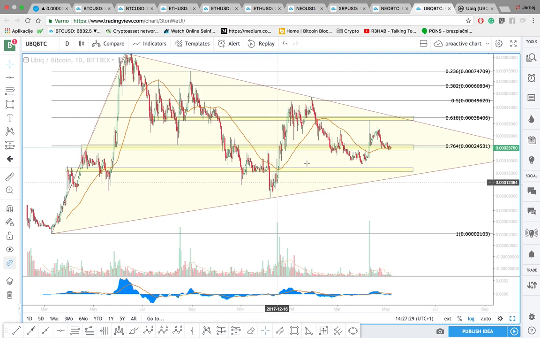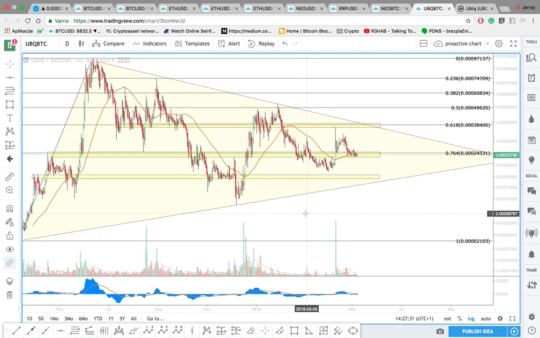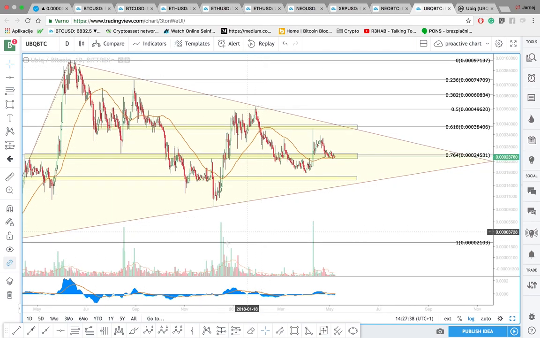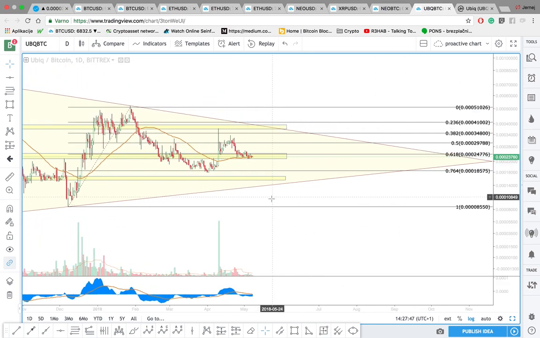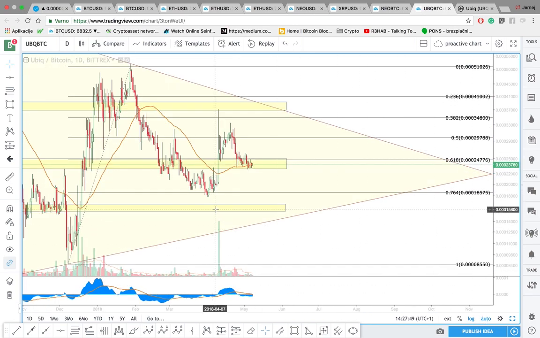So this is the analysis of the key support and resistance, looking all the way back. And of course we can also connect Fib levels here. It gets a little bit messy, so I'll just remove that. Zoom in a little closer.